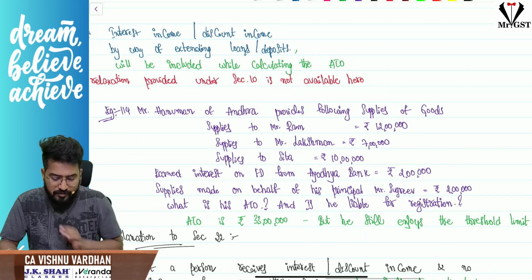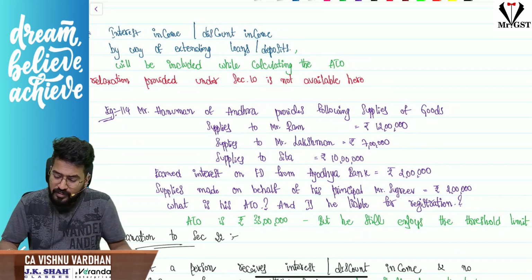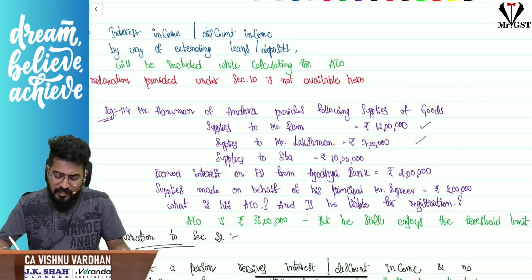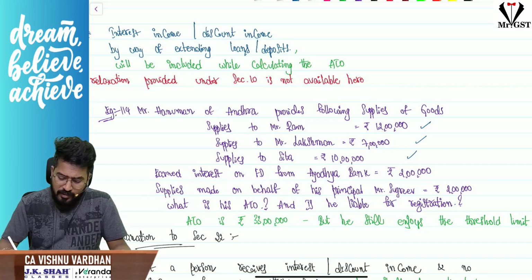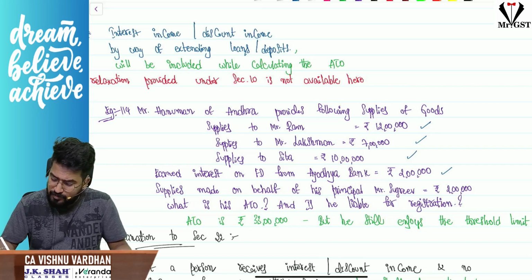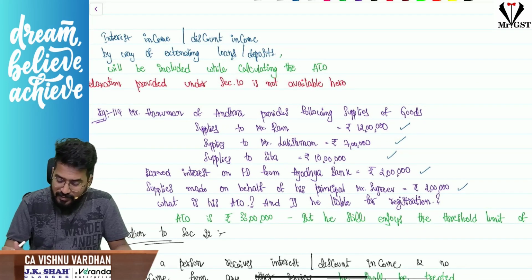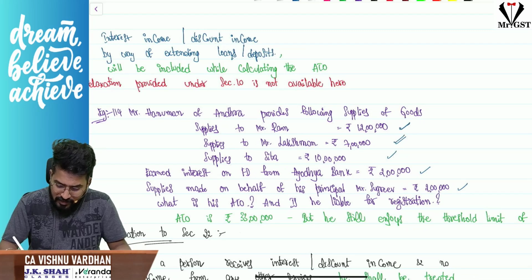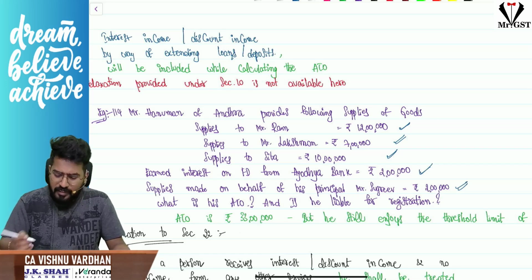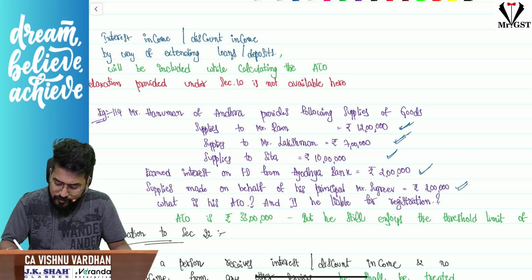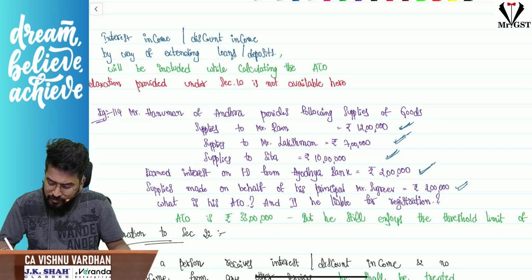Okay, now if you see, Mr. Hanuman of Andhra Pradesh provides the following supplies of goods. He made supplies to Mr. Ram, 12 lakhs, to Mr. Lakshman, 7 lakhs, to Sita, 10 lakhs, and he earned interest on fixed deposit from Ayodhya Bank, 2 lakhs, and supplies made on behalf of his principal, Mr. Sugriv, 2 lakhs. What is his aggregate turnover, and is he liable for registration? Sir, aggregate turnover: this 12 lakhs, this 7 lakhs, this 10 lakhs, this 2 lakhs also we should add, and this 2 lakhs also we should add. Total how much? Sir, aggregate turnover is 12, 19, 27, 27 plus 4.